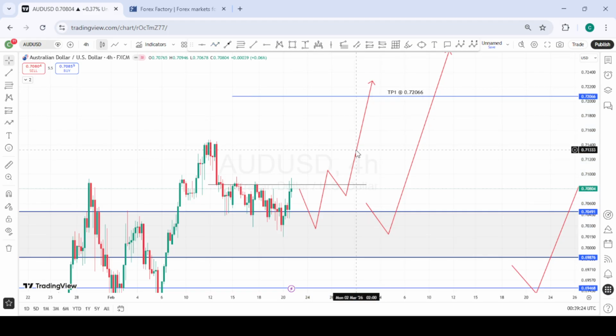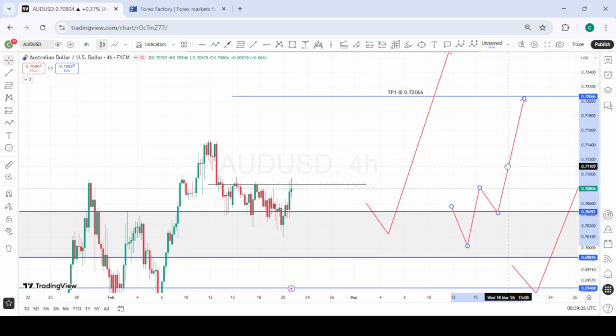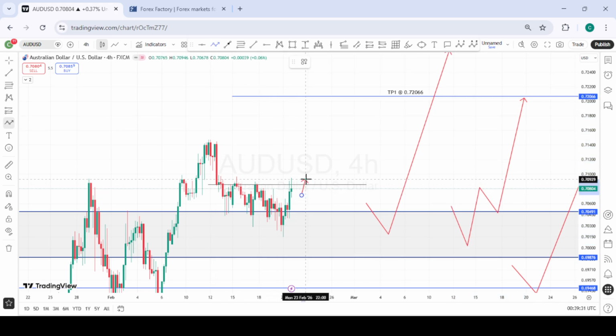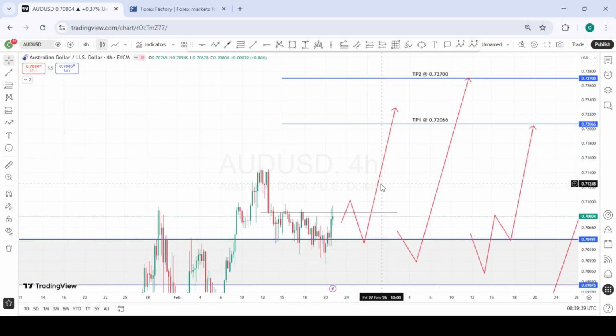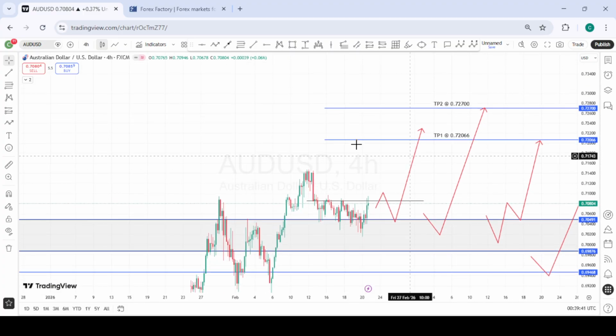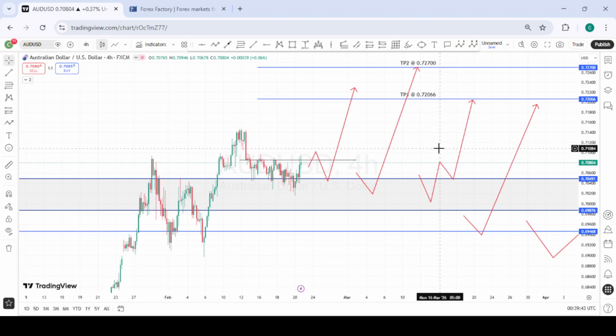Or should price give us another 4-hour candle closure above the structures we have here, we'll look forward to a possible right shoulder or higher low formation, and we'll look for buying opportunities to the upside. So we are extremely bullish on AUDUSD for the coming week.